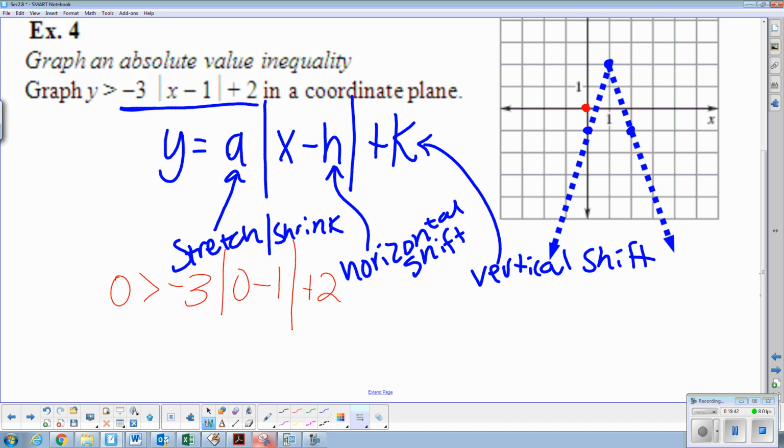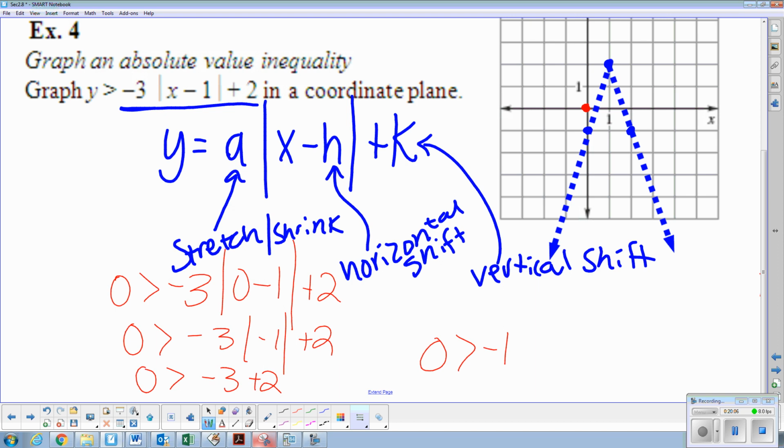Okay, so is 0 greater than -3 times the absolute value of -1 plus 2? Is 0 greater than -3, and the absolute value of -1 is 1. So -3 times 1 is -3, plus 2. So is 0 greater than -1? Yes, it is. Therefore, (0, 0) is a solution.